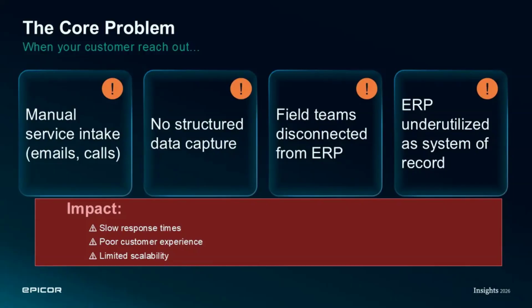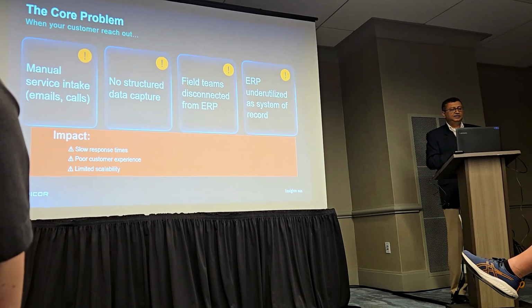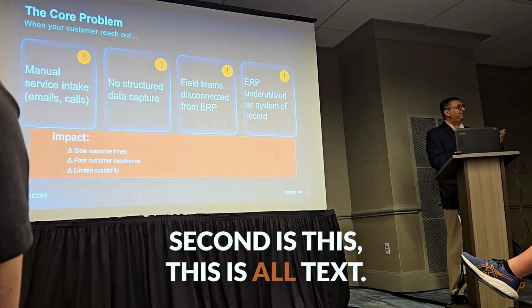When we talk about the manual process, every interaction is a human interaction. Sometimes there's a call or an email saying, hey, something is wrong with this. This is the common process of what you do. Second, this is all text.